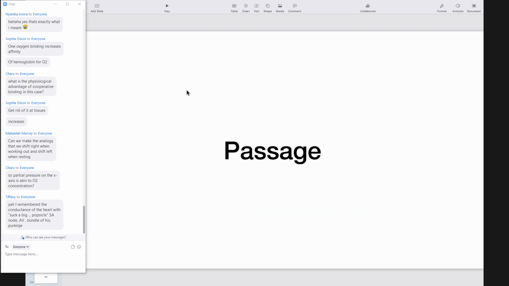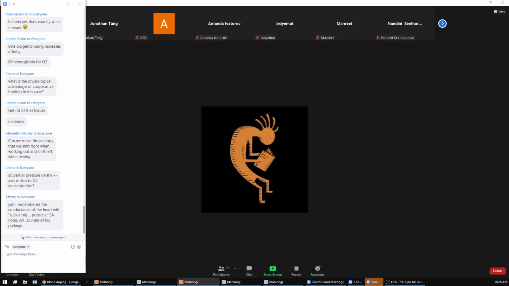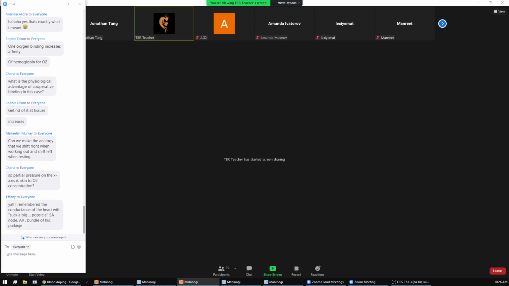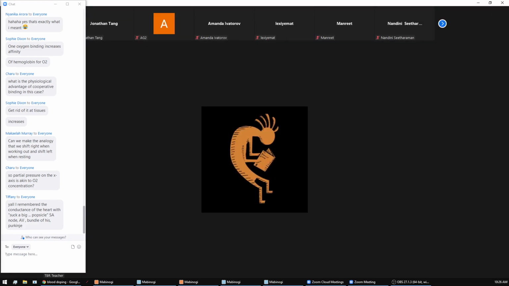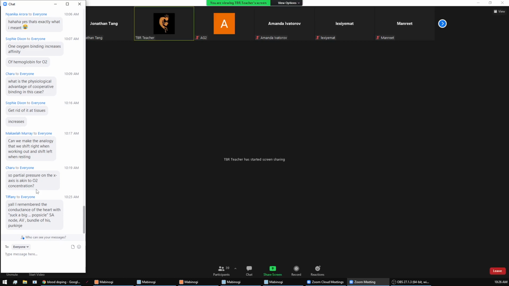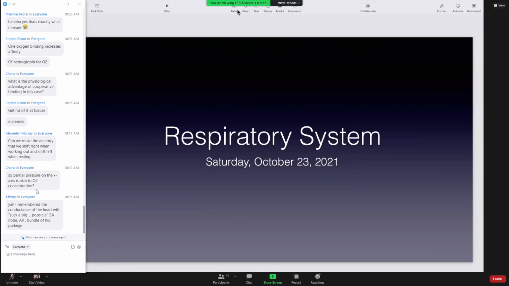Alrighty, so we'll come back to the passages at the end. But just to make sure we get some of you guys out on time, let's go to respiratory. That is not respiratory. Let's see. My computer does not want to share the respiratory screen. There we go. You guys can see respiratory, correct?